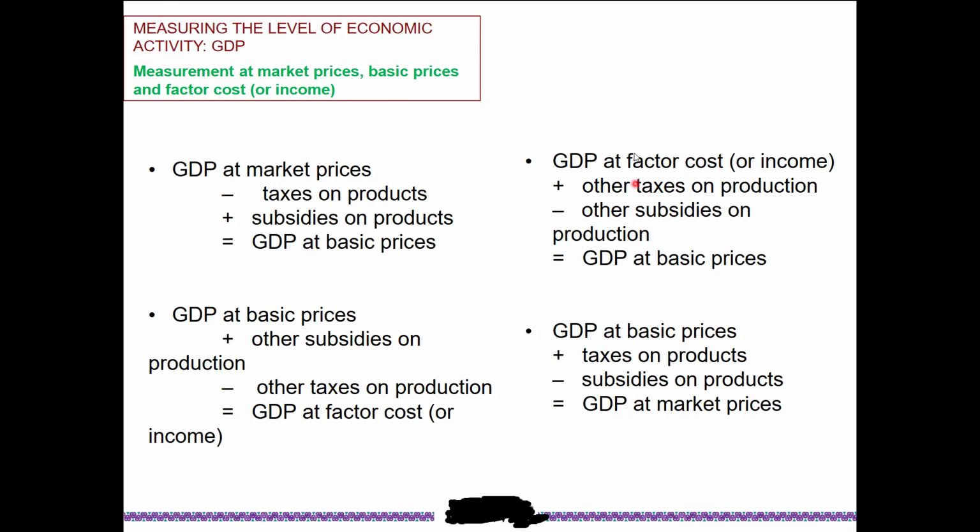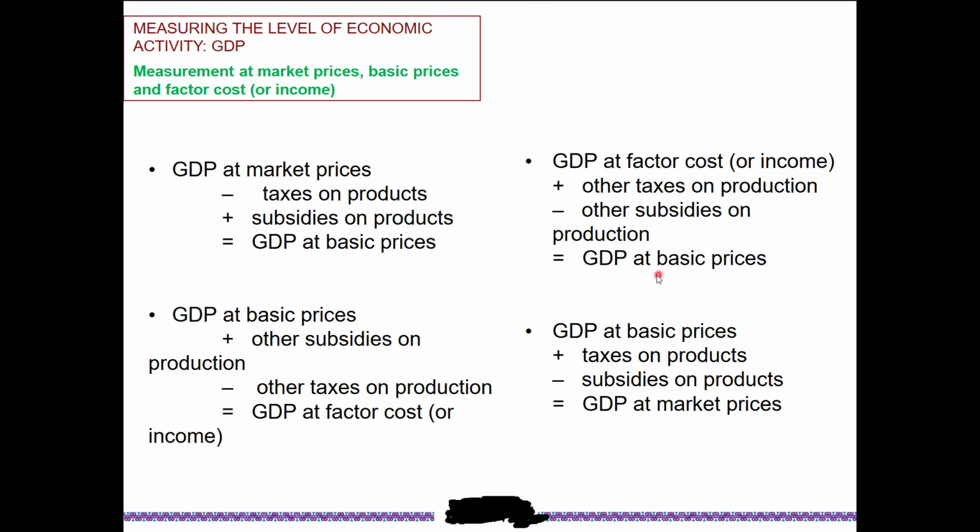Can you see? GDP at factor cost, these are the products when they are still in the factory, right? Obviously, you're going to add taxes on production, because you are charged tax by the government, minus subsidies on production, that's if the government subsidizes your products. And then you get GDP at basic prices.